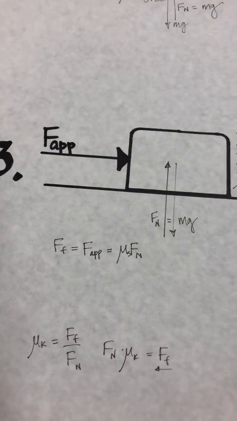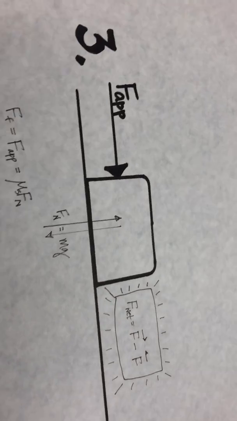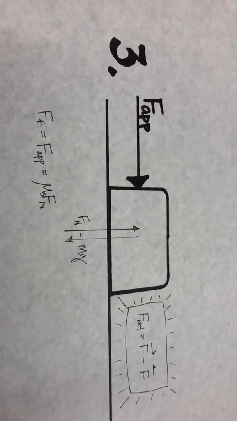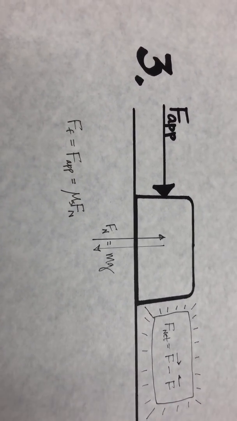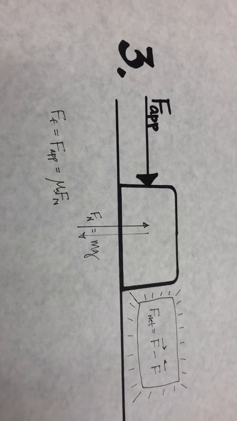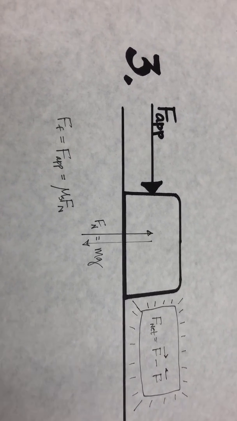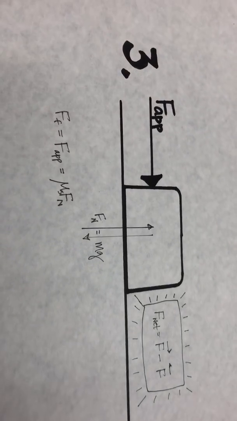Okay, we are now going to consider problems 3 and 4. I think it works better to do it sideways here. So here we go. Problem 3 says, what force is necessary to start a 10 kilogram box moving across a flat floor if the coefficient of static friction is 0.45?